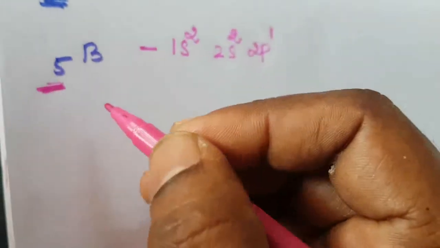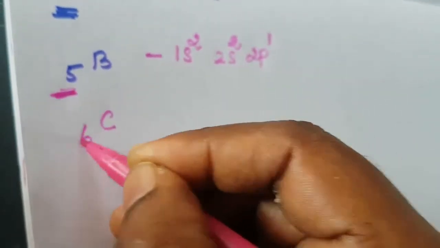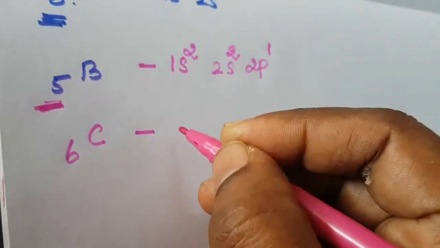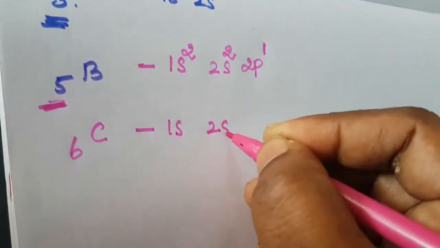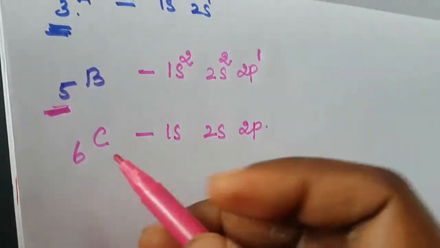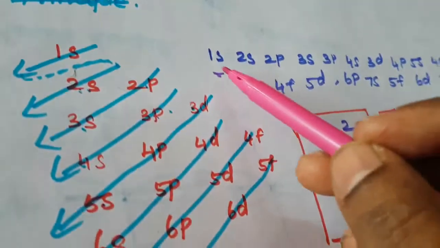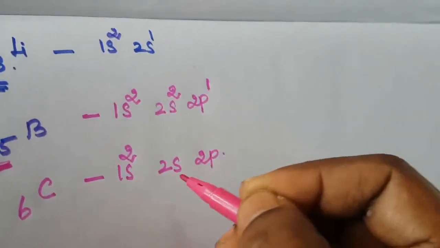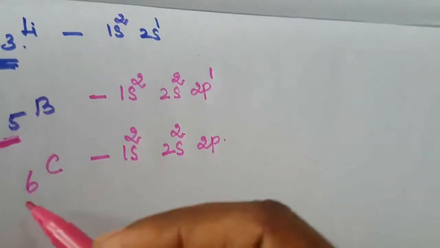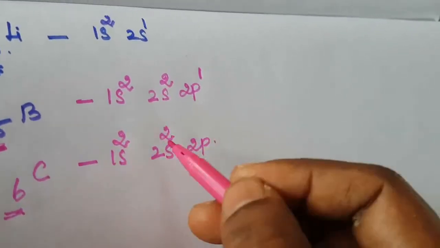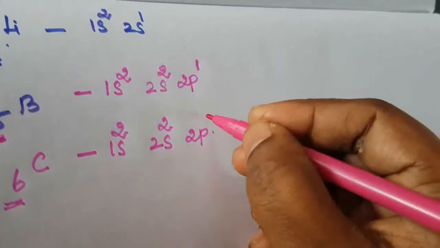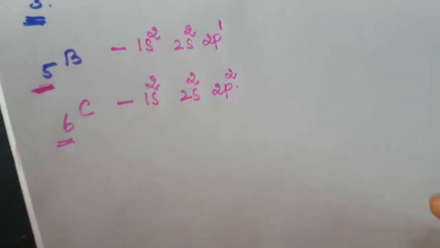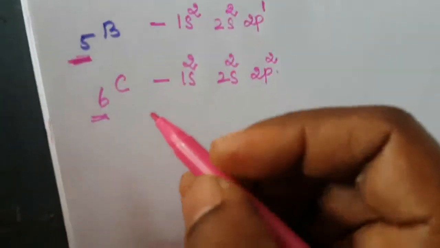Next one, carbon, atomic number is 6, right? How to write? What are the orbitals? 1s, 2s, 2p. So 1s is the first orbital. The s orbital accommodates how many electrons? That is 2 electrons. The 2s orbital accommodates 2 electrons. Total is 6, 4 are already over. How many electrons remain? 2 electrons. So this is 2p2. So that is carbon.